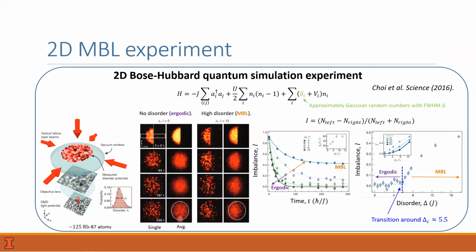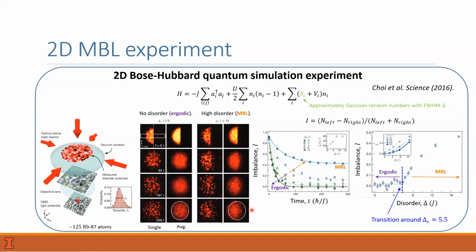So on this left panel, I'm showing the case without any disorder. And so this should be the ergodic regime where it thermalizes. And so what you see is if you time evolve, eventually the atoms at late times spread out throughout the whole trap, and they're spread uniformly, basically, or evenly. And then they also did the same experiment at different disorder strengths. So this is an example where they did a high disorder. And what happens is even at very late times, there's this imbalance between the number of atoms on the left and on the right side of the trap.